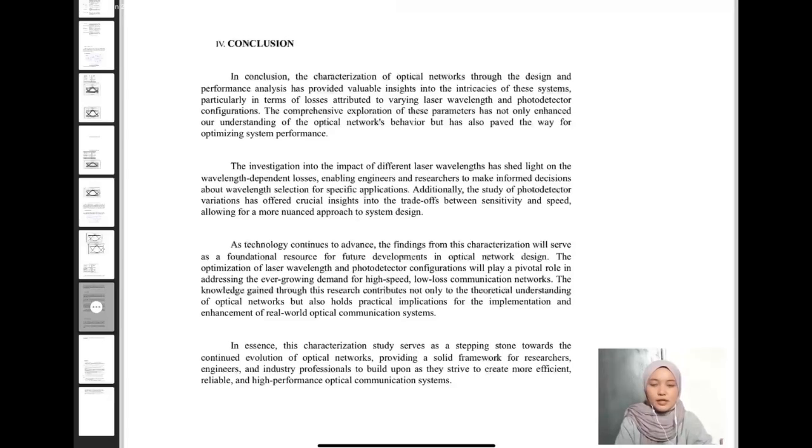As technology continues to advance, the findings from this characterization will serve as a foundational resource for future developments in optical network design. The optimization of laser wavelength and photodetector configurations will play a pivotal role in addressing the ever-growing demand for high-speed, low-loss communication networks. The knowledge gained through this research contributes not only to the theoretical understanding of optical networks, but also holds practical implications for the implementation and enhancement of real-world optical communication systems.